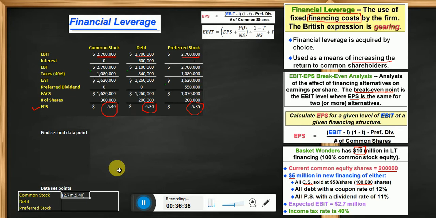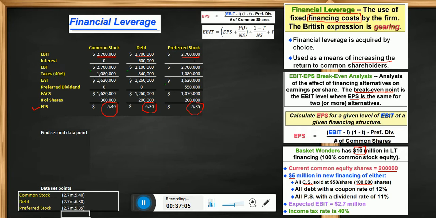Also we have the data for debt, and how much is that? If we assume the x-axis is 2.7 million, comma, and 6.30, that is the y-axis, earning per share. And here we have 2.7 million, comma, and how much is the y-axis? We have 5.35.